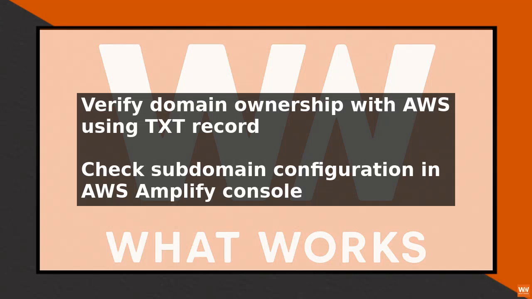To troubleshoot AWS Amplify Subdomain setup, start by verifying your domain ownership with AWS. This involves creating a TXT record in your domain name system to prove ownership. Ensure the TXT record name and value match the ones provided by AWS.